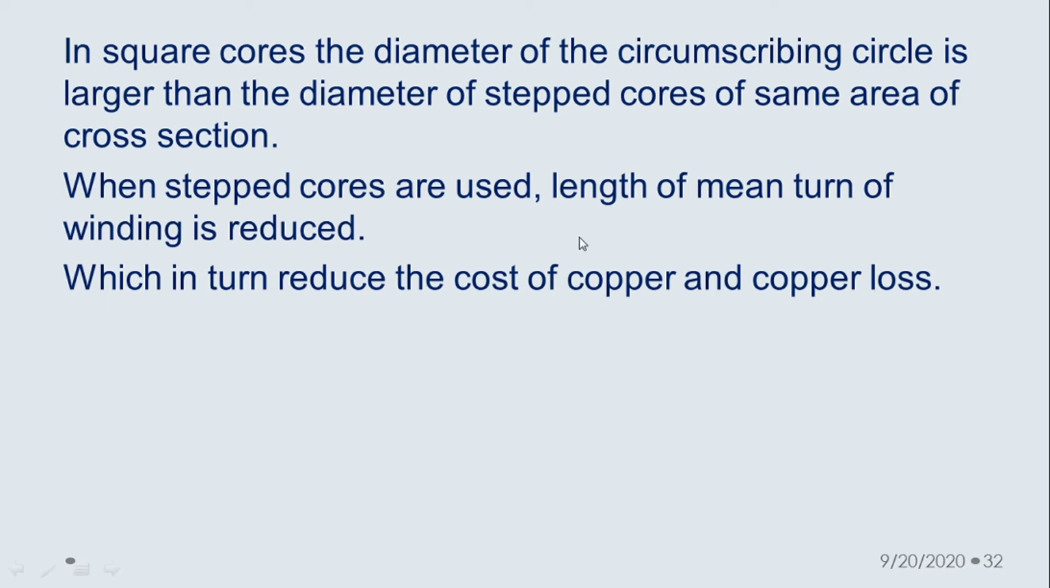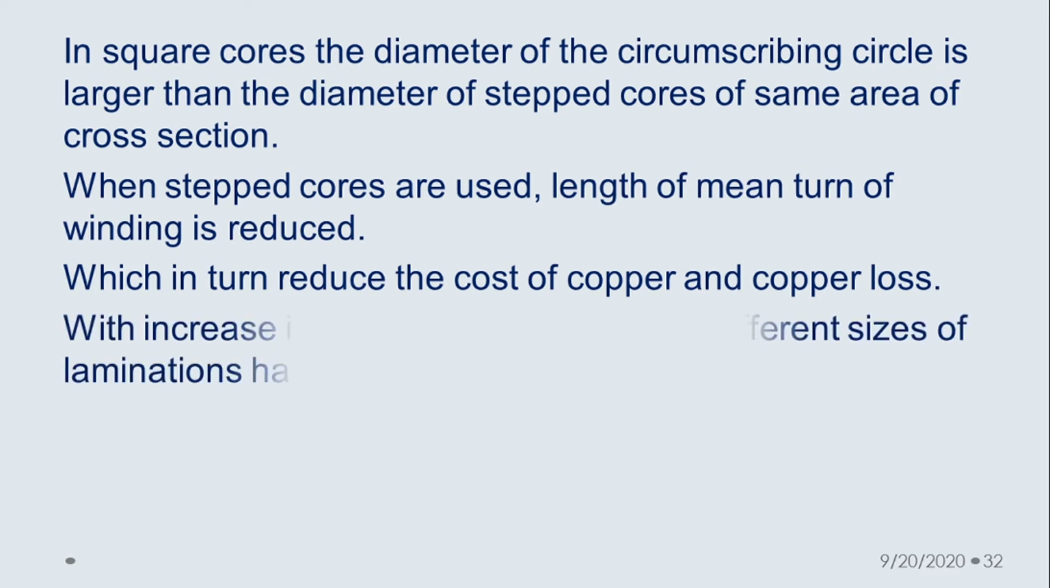If you reduce the length of mean turn of the copper windings, then you can reduce the cost of the copper, and the copper losses of the machine can also be reduced, which in turn reduces the cost of the machine. So it is better to have a stepped core instead of going for a square core or a rectangular core.